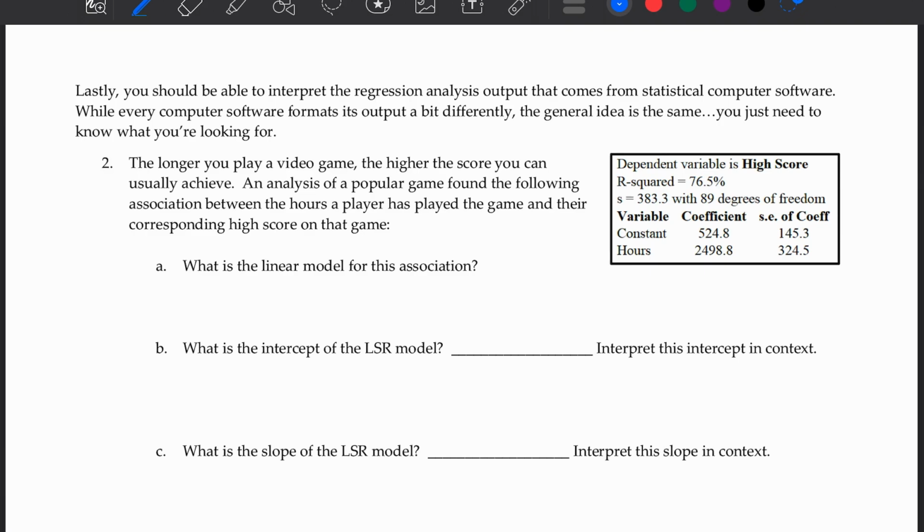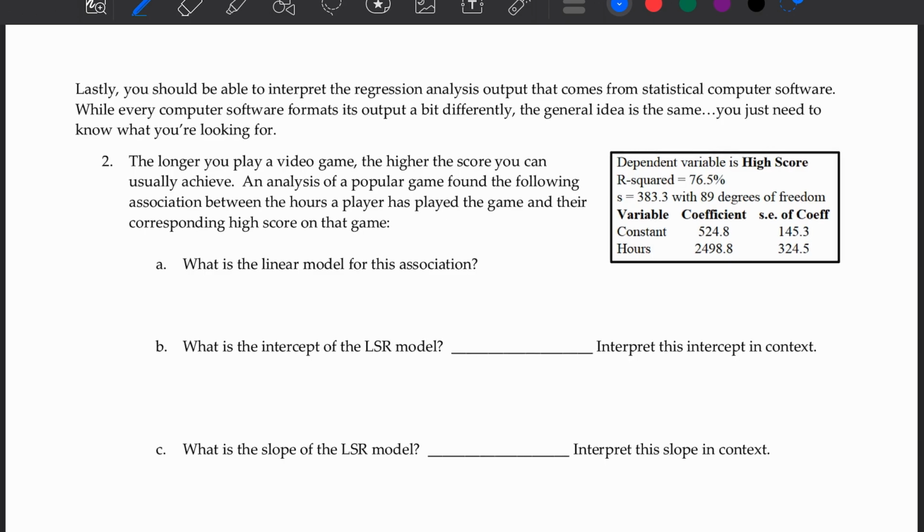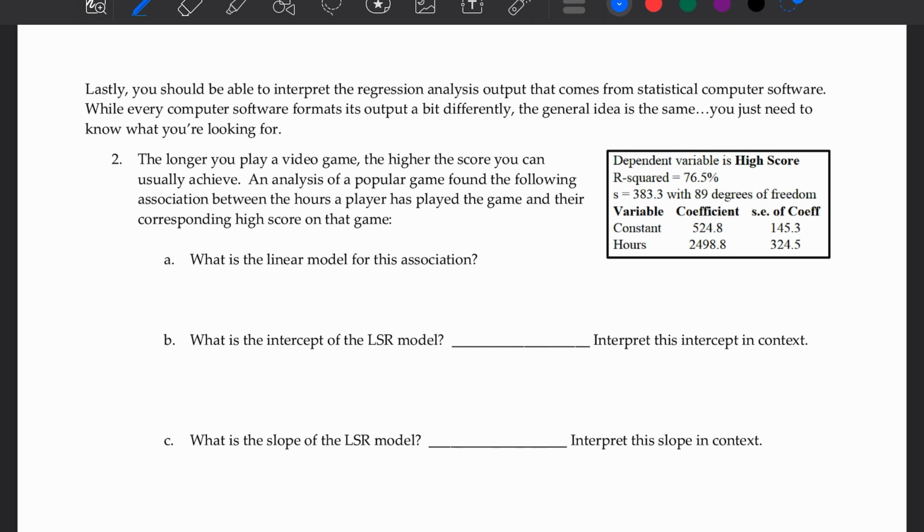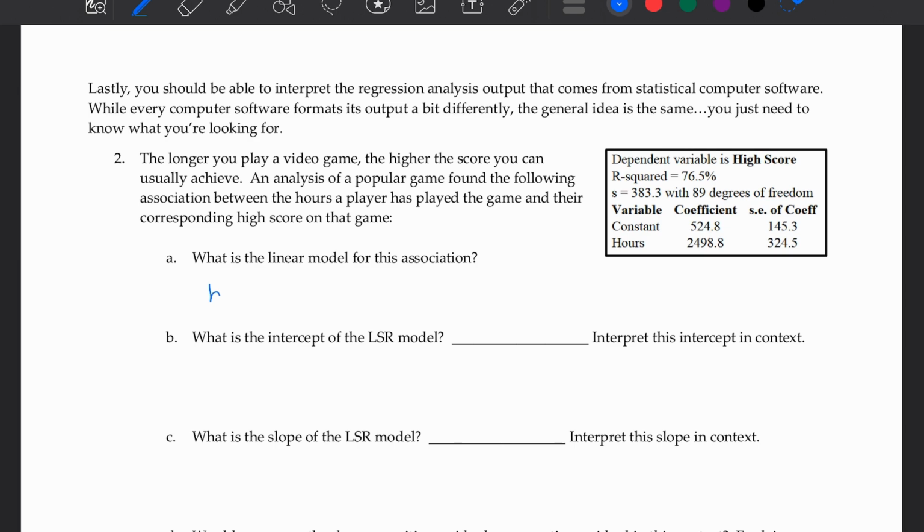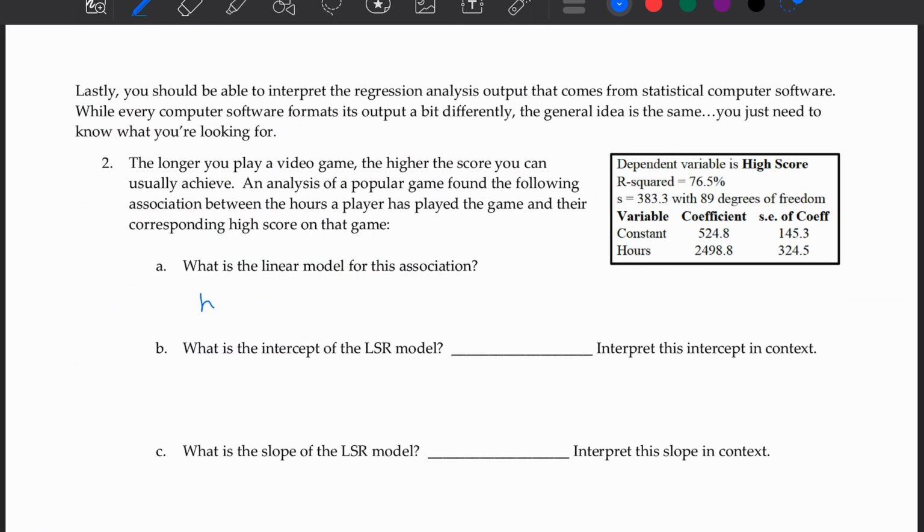That's our Y value. So that'll help us out right away with writing our linear model, because we're going to write that the Y value is going to be high score. So we would go, pen just died on me there. Let's try that again. So high score with a hat on it. All right, let's keep going over here.